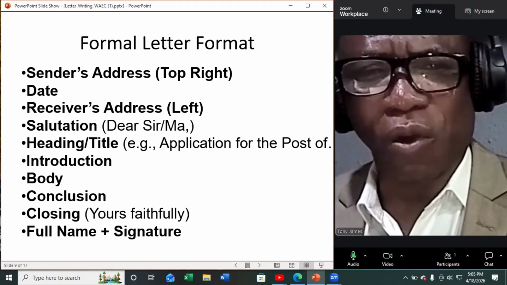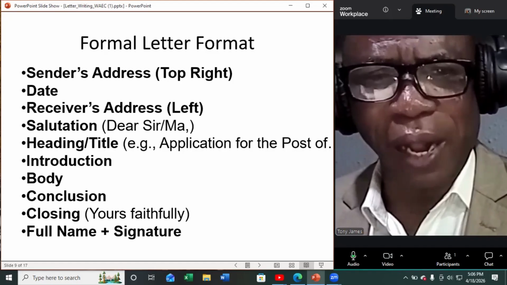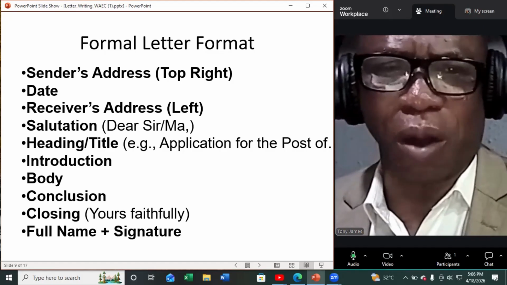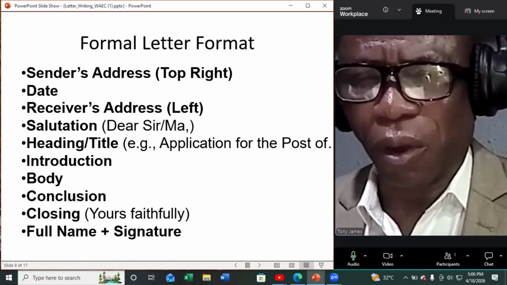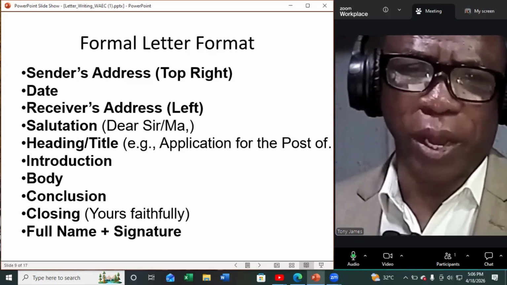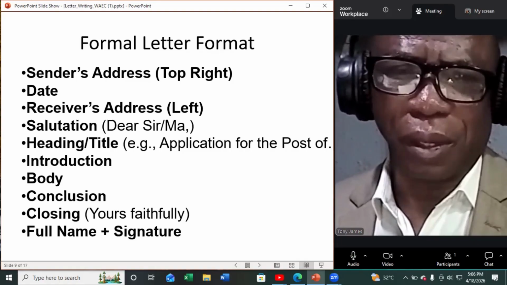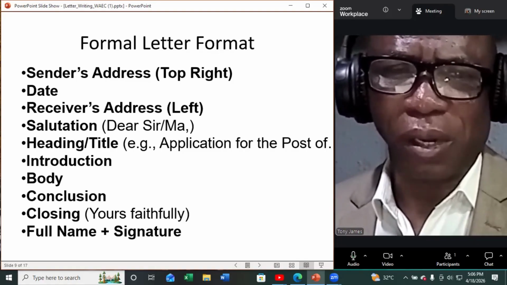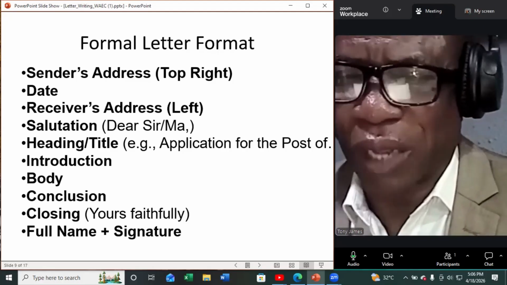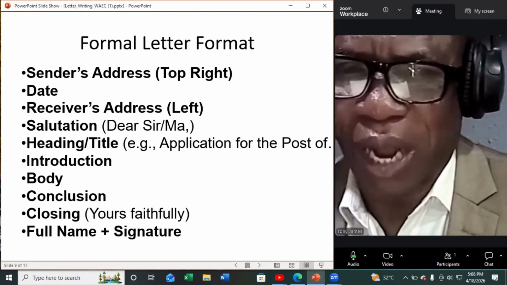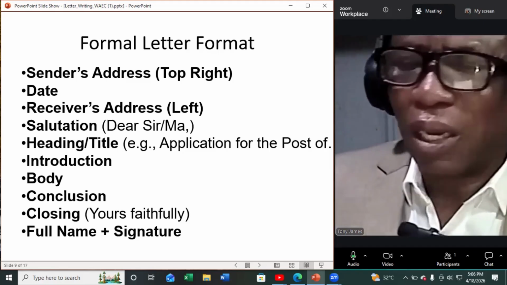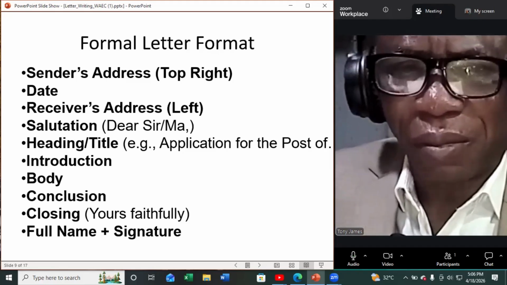You either use what we call the full block style or the punctuated one. What we call full block is that you will not punctuate at all. You only punctuate at the end. This is a bit technical, and students are not to use it under examination conditions. So instead, the students are to punctuate the address.